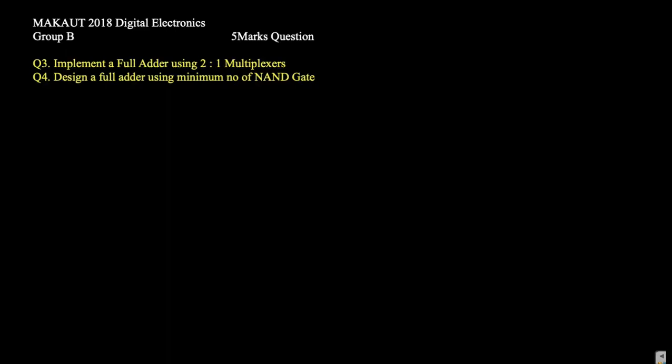2018 question, digital electronics. First question: implement a full adder using a 2:1 multiplexer. Second question: design a full adder using the minimum number of NAND gates. Both are coming from the full adder circuit.